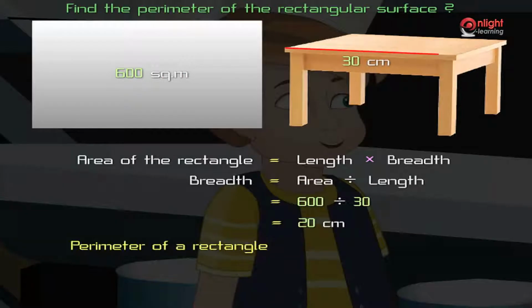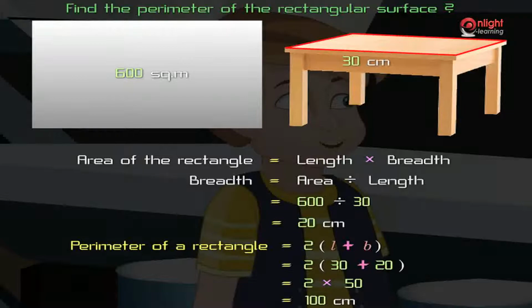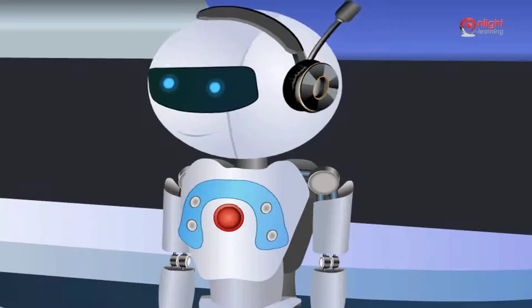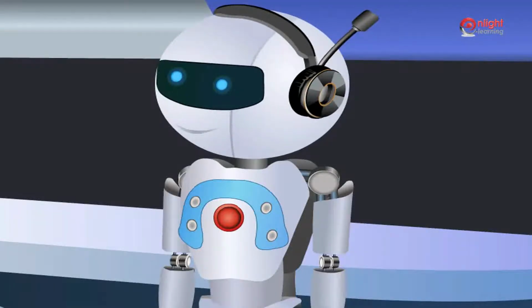Now, perimeter of a rectangle is equal to 2 times the sum of the length and breadth of a rectangle. Hence, perimeter of the rectangle is equal to 2 times 30 centimeter plus 20 centimeter, which is equal to 100 centimeters. Let us now consider a problem involving the area of squares.